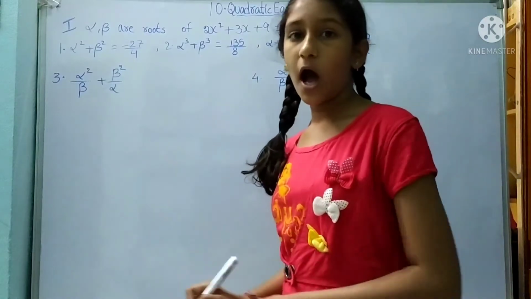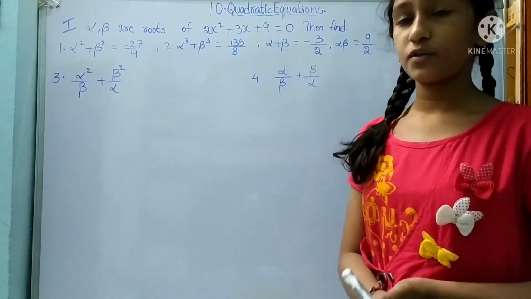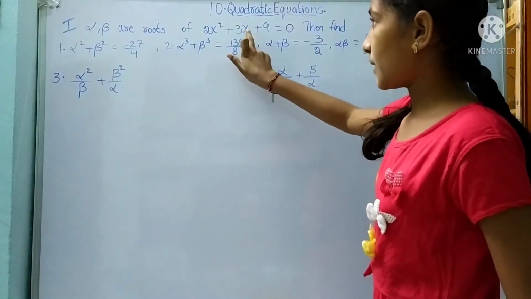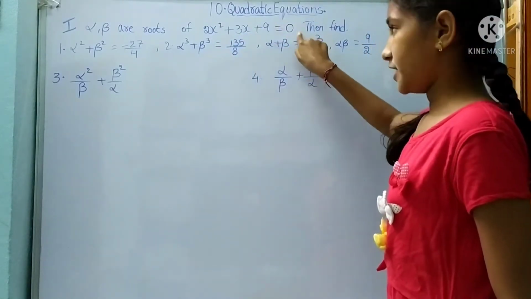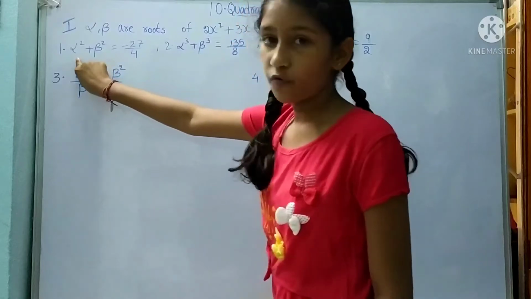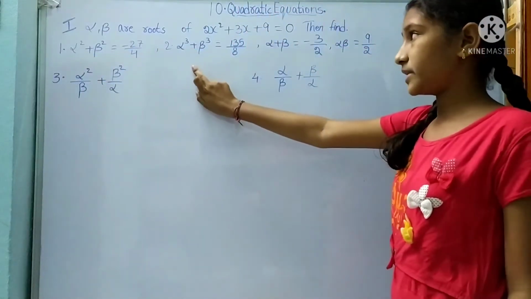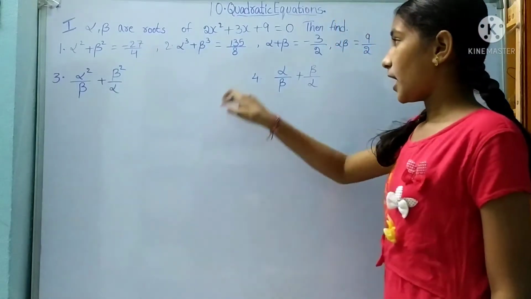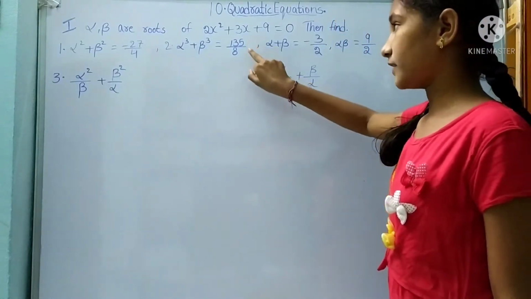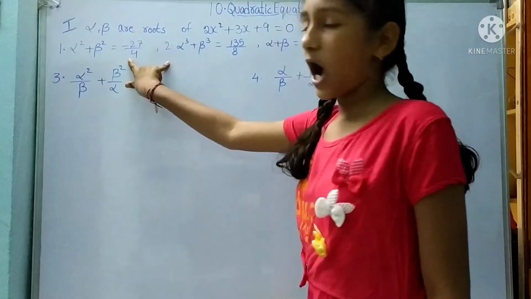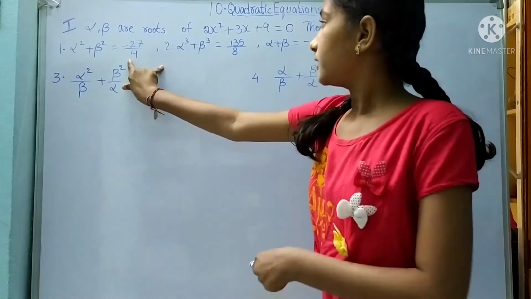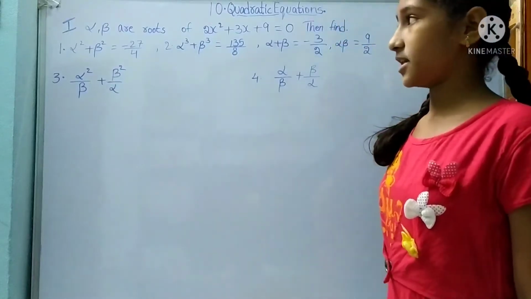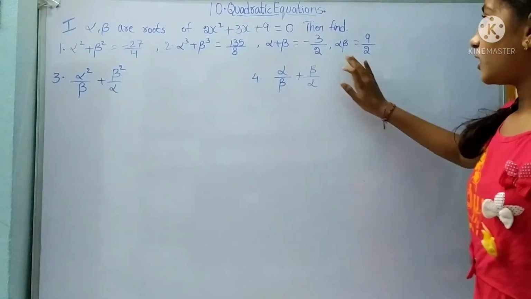So these two sums are linked to the last video's sums. In the last video we had the equation 2x square plus 3x plus 9 is equal to 0. We found alpha square plus beta square and alpha cube plus beta cube. What is alpha square plus beta square? Minus 27 by 4, and alpha cube plus beta cube is equal to 135 by 8. So in the last video we found these two sums, and these are the answers here, along with alpha plus beta and alpha beta.